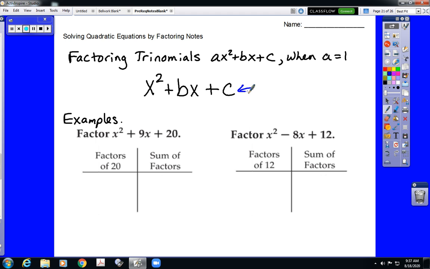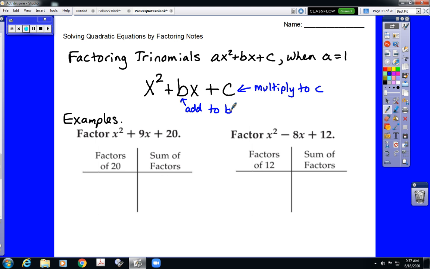What we're going to end up looking for, in the basic gist of what we do to factor, is to look for a pair of integers that multiply to c and add to b. Okay, we're looking for two numbers that multiply to c and add to b. And we want whole numbers, positive or negative whole numbers. We want integers, not fractional pieces.